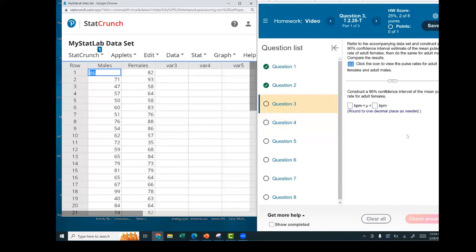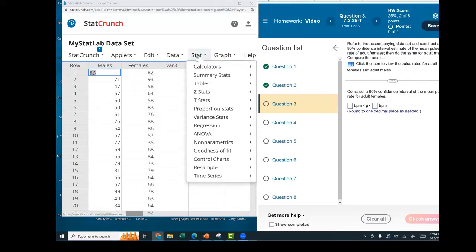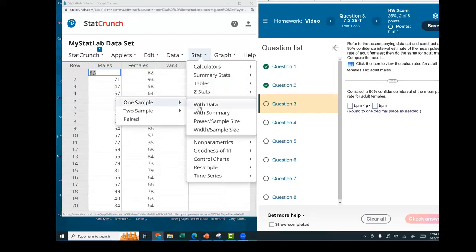I say Z-score. What do you guys say? Let's see. So we'll go to stat. No, wait, it has to be a T-score because we don't know the standard deviation. That's really what we want to look for. Do we know the standard deviation? And we do not. So we have to do a T-stat, one sample with data.